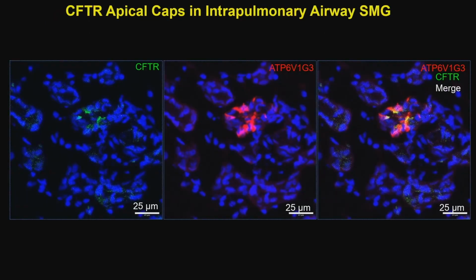Then next we look into the intrapulmonary airway submucosal glands. We did CFTR staining. We found the CFTR is highly expressed in those ATP6V1G3 positive ionocytes at submucosal glands. So we can clearly see the CFTR apical cap pattern in ionocytes in submucosal glands.